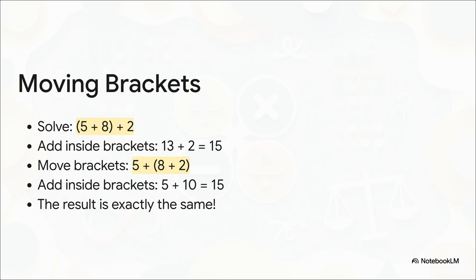We have 5 plus 8 inside brackets plus 2 on the outside. Following BODMAS, we know we do the brackets first. 5 plus 8 is 13. Add the 2 outside and we get 15. Now what if we move the brackets? Let's leave 5 on the outside and put 8 plus 2 inside the brackets. Again, brackets first, 8 plus 2 is 10, add the 5 outside, and boom, we still get 15. The result is exactly the same. We can group numbers whichever way makes the math easiest in our heads.